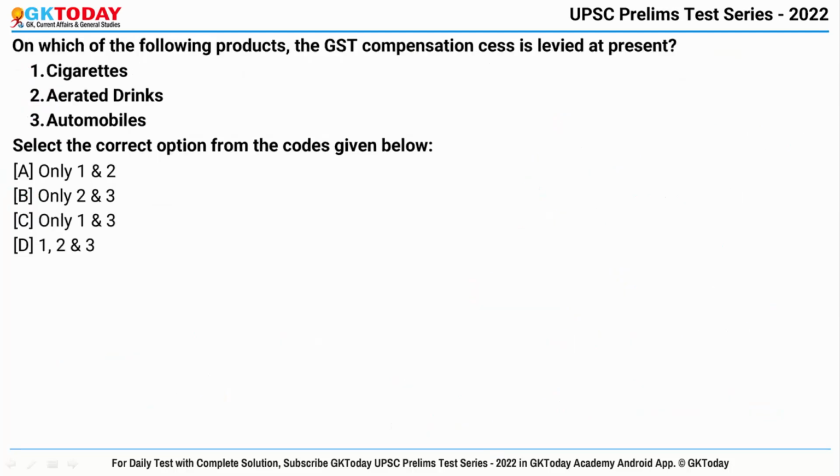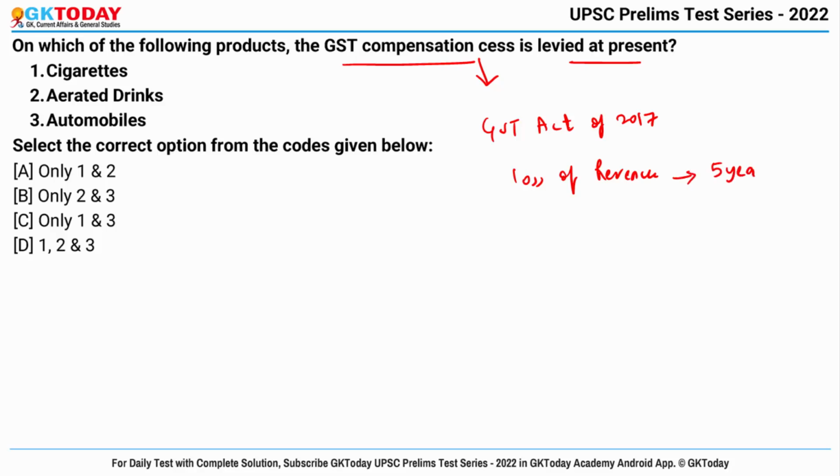Okay. Now coming to last question, on which of the following products the GST compensation cess is levied at present? This cess is actually levied under GST Act of 2017, and it is levied to compensate for the loss of revenue faced by the states due to the implementation of GST regime for a period of 5 years. And the cess is levied on items like cigarettes, aerated drinks, and automobiles, which fall under the 28% GST slab. So correct answer is 1, 2 and 3.